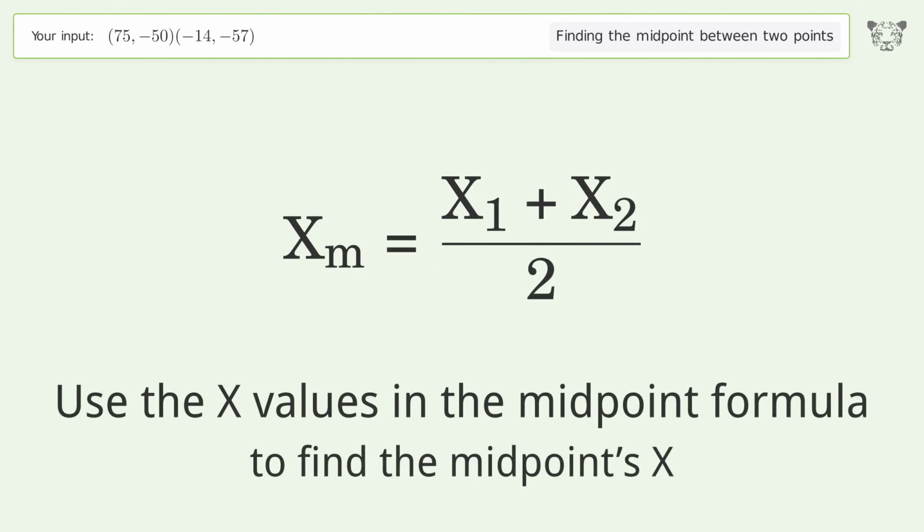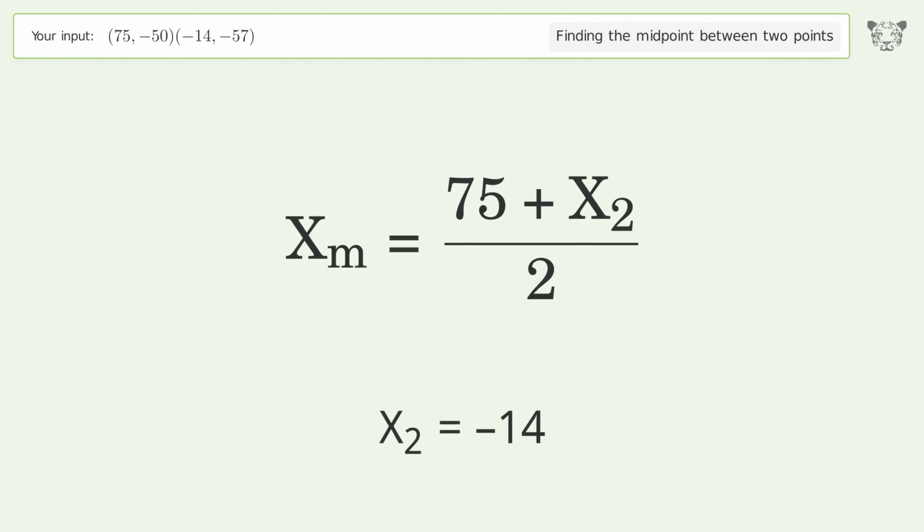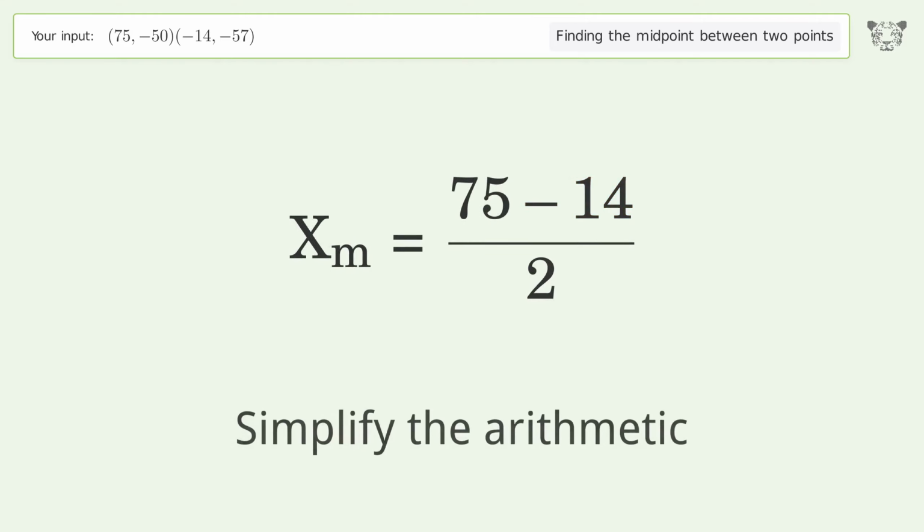Use the x values in the midpoint formula to find the midpoints x. x1 equals 75. x2 equals negative 14. Simplify the arithmetic.